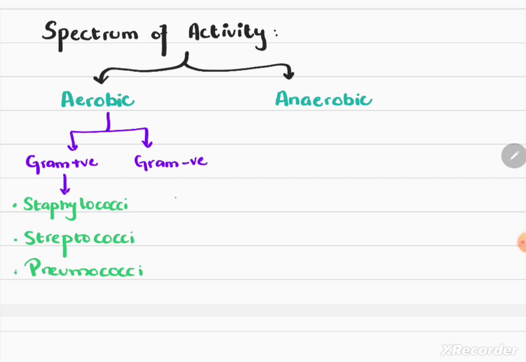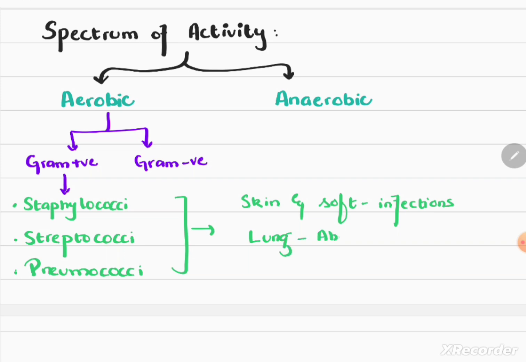And this is how it is used in the treatment of skin and soft tissue infections, because these are the organisms most responsible for causing skin and soft tissue infections. So clindamycin has activity against staphylococci, streptococci, and pneumococci, and it is used in the treatment of skin and soft tissue infections. Sometimes these bacteria are also involved in causing lung infections. So clindamycin is also used in the treatment of lung abscesses, where these organisms combine with some anaerobic organisms and cause the formation of abscesses in the lungs. These are the clinical uses of this antibiotic.